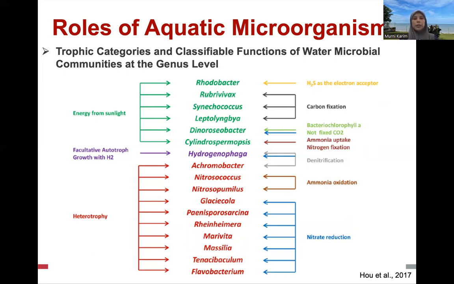So they get the energy from the sunlight, and those green bacteria are helping in carbon fixation. Okay, they can serve as the hydrogen sulfide electron donor. Okay, they can fix the carbon dioxide. And then if you have Hydrogenophaga, those are facultative autotrophs that help in growth with hydrogen. Okay, and then heterotrophic bacteria here, they will help in ammonia oxidation and nitrate reduction. So we have like a million types of microbes.